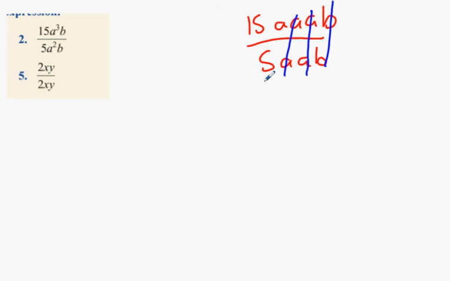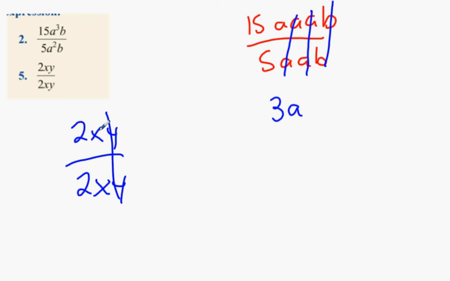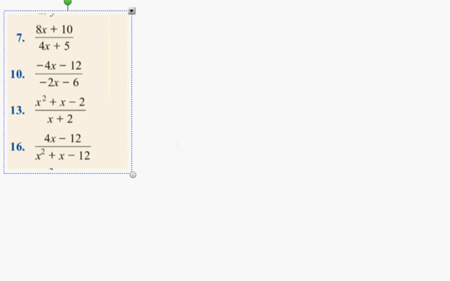A by A, 1. Other A by A, 1. 15A divided by 5, 3A. 15 divided by 5, 3. Your A survives on top. You're done. Next question, 2xy by 2xy. Well, it's the same number top and bottom, isn't it? So what's the answer? 1. Not 0, 1. Okay? Let's move on here.